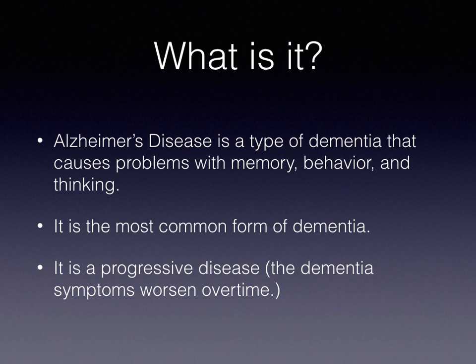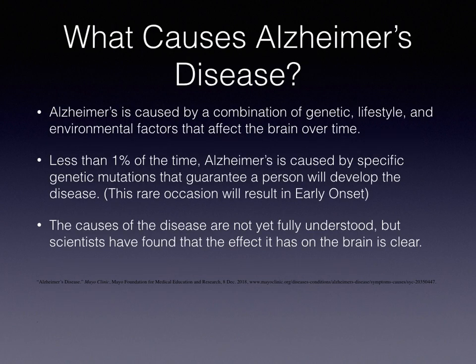What is Alzheimer's disease? It is a type of dementia that causes problems with memory, behavior, and the overall thought process. It is the most common form of dementia. It is the sixth leading cause of death in the United States, and it is a progressive disease, which means that the dementia symptoms will worsen over time.